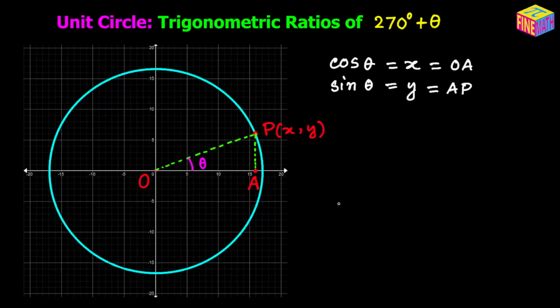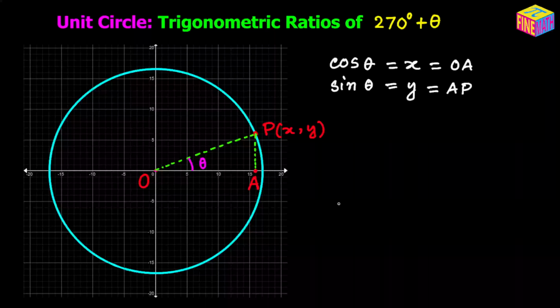Using that concept, we are going to derive the trigonometric ratios of angles which are like 270 degree plus theta, meaning little larger than 270 degree, where theta is an acute angle. So using theta as our base acute angle, we are going to try and derive the trigonometric ratios of such angles like 270 degree plus theta, and we are going to derive the value in terms of the trigonometric ratios of our acute angle theta.